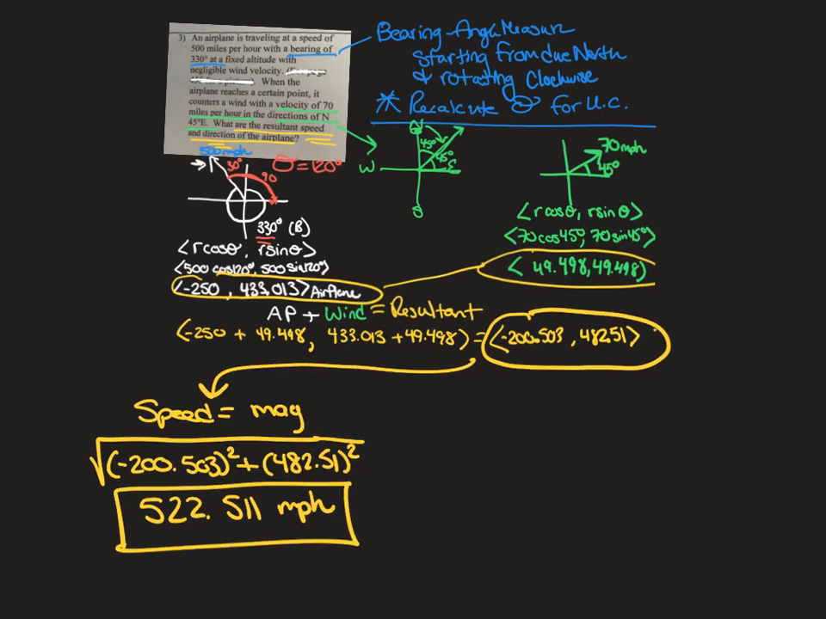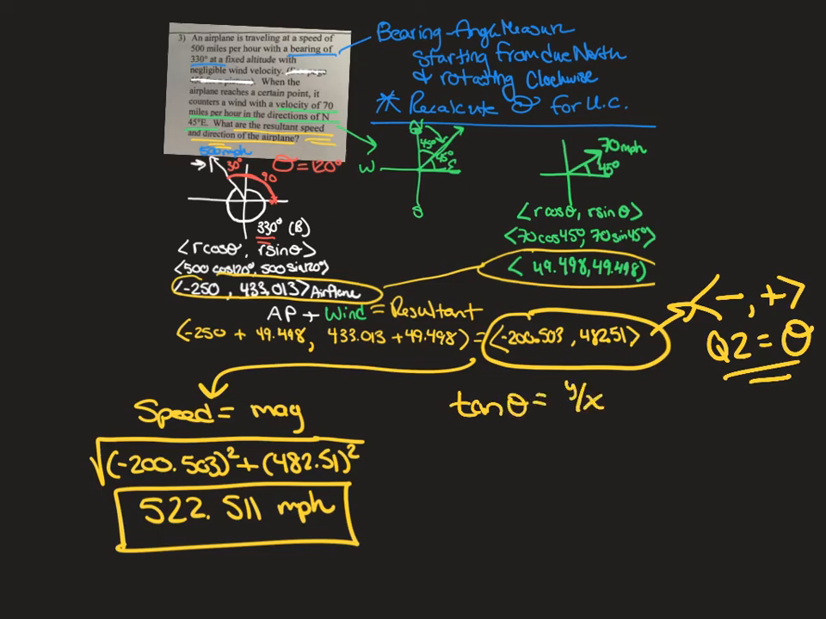Okay, so for my angle over here, I have a negative and a positive. And the quadrant where x is negative and y is positive is quadrant 2. So I need to keep that in mind when I find my theta. It also says direction, but we were in bearing, so there are lots of different ways you can give the answer for this one. But let's get the answer first. Tangent of theta equals y over x. So I'm going to do arctangent of 482.51 over negative 200.503, and that's going to give me my theta.